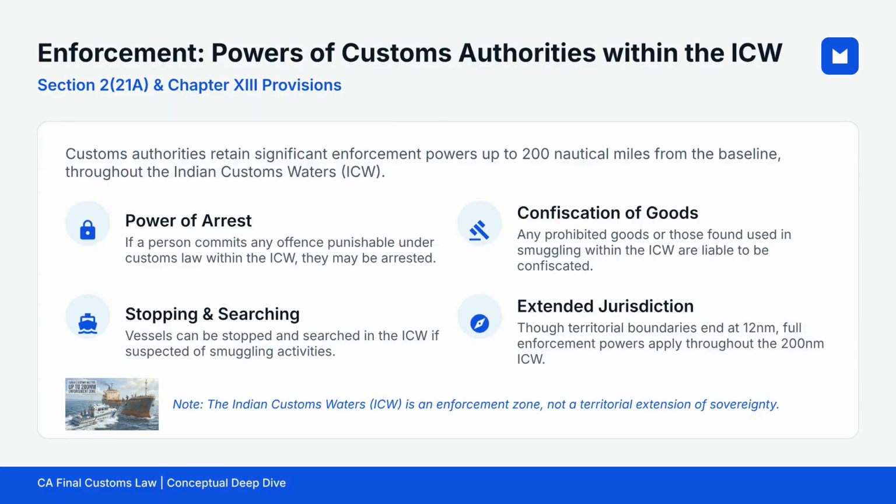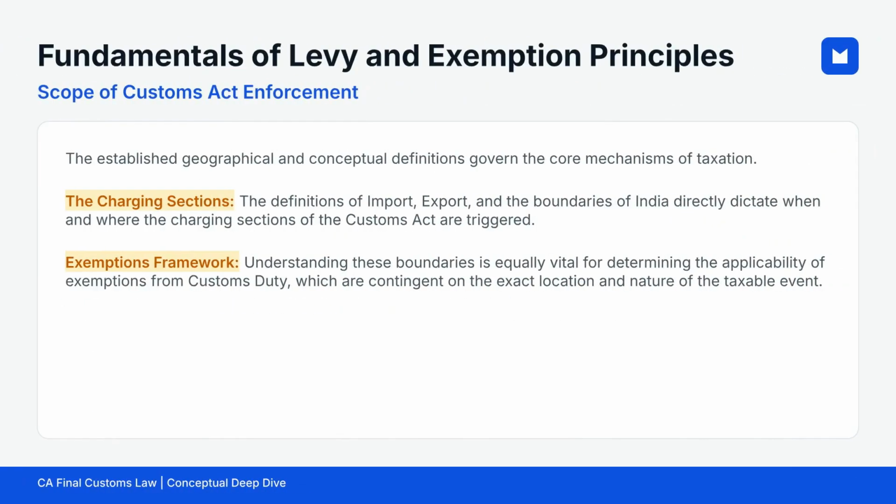Therefore, Indian customs waters function as a powerful enforcement zone that enables authorities to prevent and detect smuggling before goods actually reach Indian territory. All the concepts discussed so far ultimately support the levy and exemption provisions of customs law. The definitions of import, export, India, territorial waters, and customs waters help determine when a taxable event occurs and whether customs duty becomes payable. Similarly, exemptions can only be applied after correctly identifying the nature and location of the transaction.